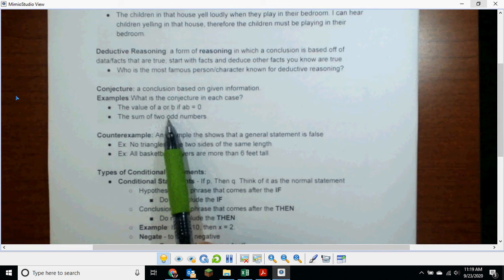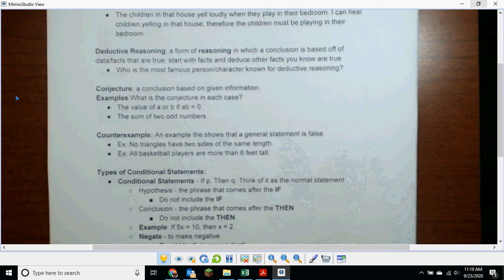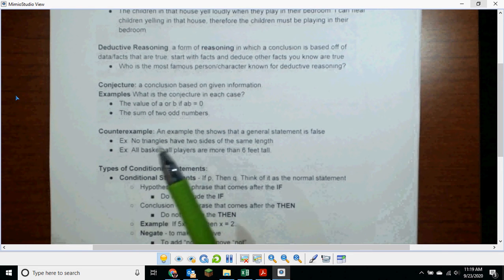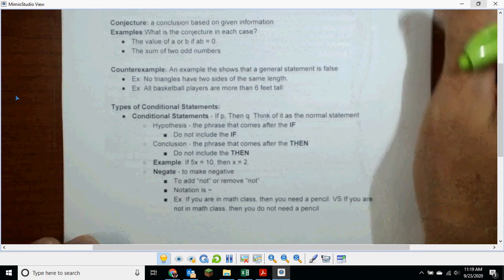Secondly, if I talk about the sum of two odd numbers, and we talked about this last time, anytime I add two odd numbers together, I always get an even number. So no matter what the odd numbers are, my conjecture is that their sum will be even numbers. And again, a counterexample is something that shows a statement to be false.